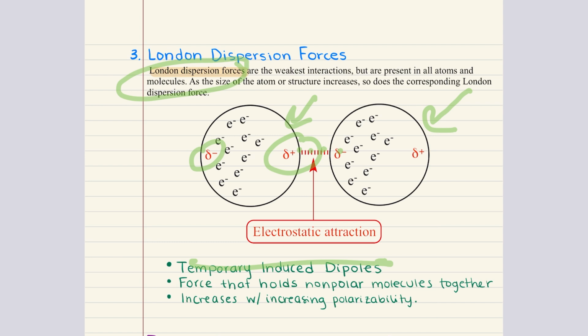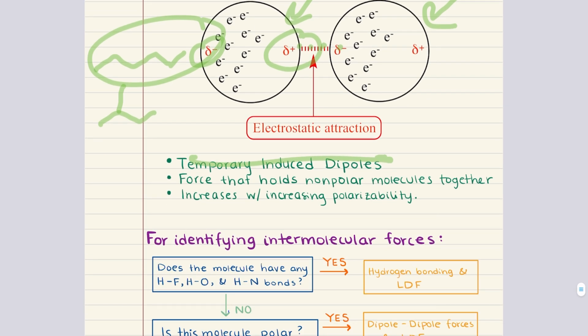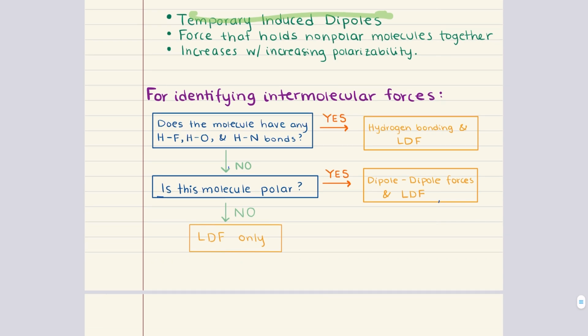In addition, London dispersion forces increase with molecular shape. So straight chain molecules are going to have stronger London dispersion forces than branched ones because they have more surface area for intermolecular interactions. Since we now know the 3 main types of intermolecular forces for Gen Chem 1, hydrogen bonding, dipole-dipole interactions, and London dispersion forces, we need to understand how to determine which forces are present in a molecule. So here's a simple decision process.